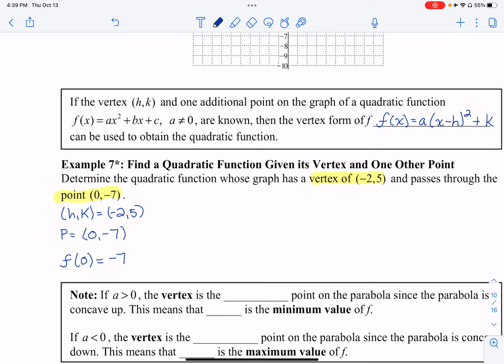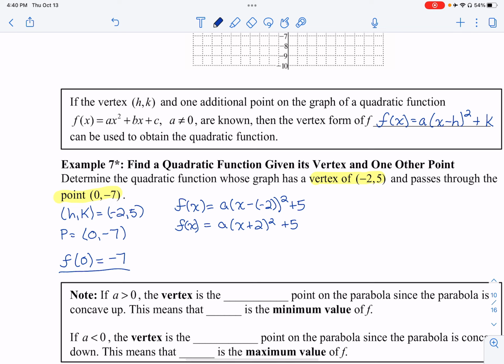So let's go ahead and use the vertex form of the function, and we can find the quadratic equation. We have f(x) = a(x − (−2))² + 5, using the h value −2 and the k value 5, which is equal to a(x + 2)² + 5. That's our general equation to start with.